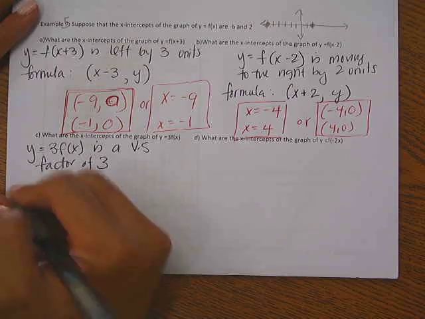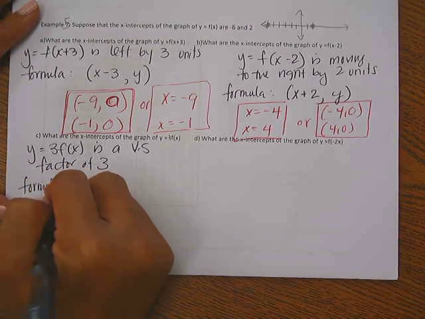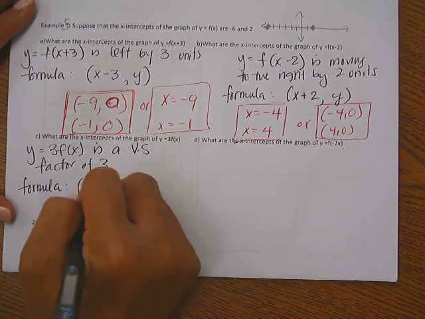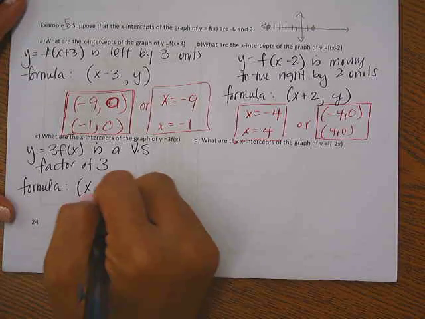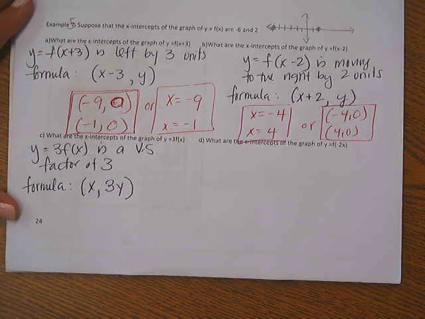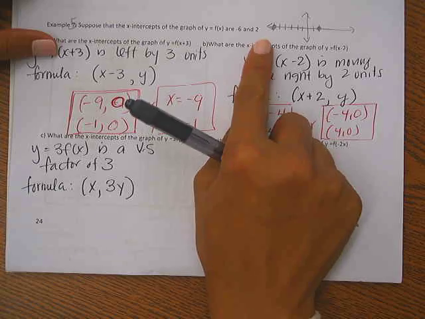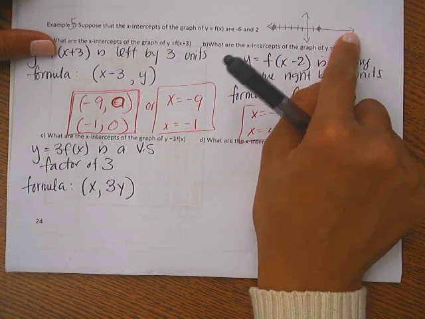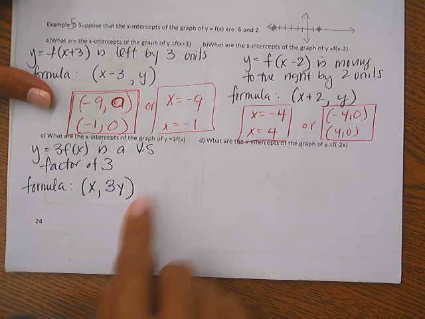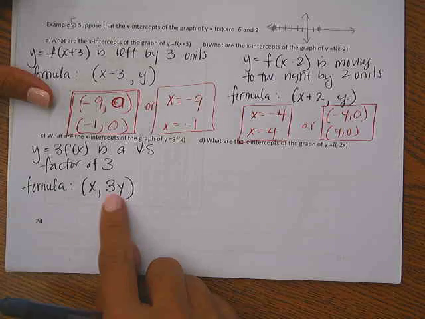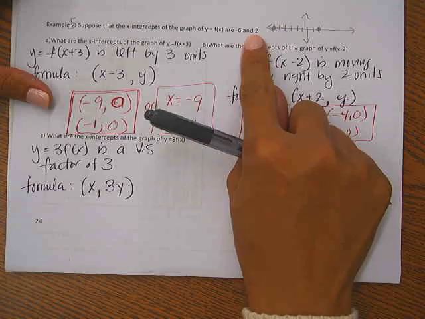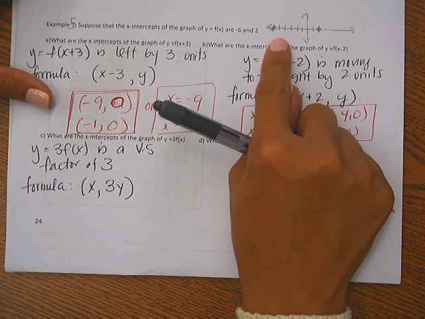Okay. Formula, if it's a vertical stretch, x is not going to change. Okay, all I'm doing is I'm taking y and multiplying it 3 times. Well, at x-intercept locations, y is 0. Okay, so 3 times 0, it's really itself. So am I going to change anything with my x-intercepts?